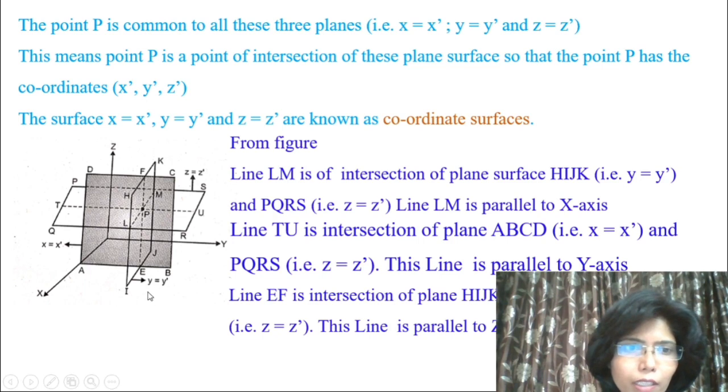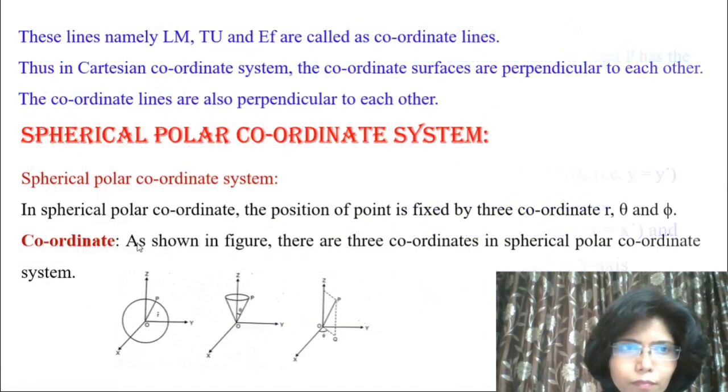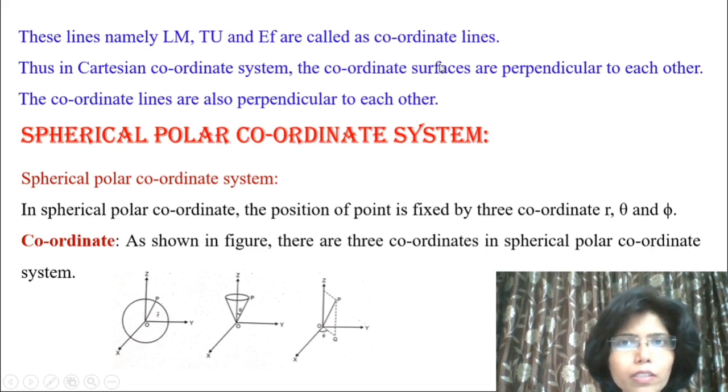Similarly, this is your line EF. It is the intersection of HIJK, that is y is equal to y dash, and PQRS, which is z is equal to z dash. This line is parallel to the z axis. So these lines LM, TU and EF are all called coordinate lines, and thus in the Cartesian coordinate system the coordinate surfaces are perpendicular to each other, and the coordinate lines are also perpendicular to each other.